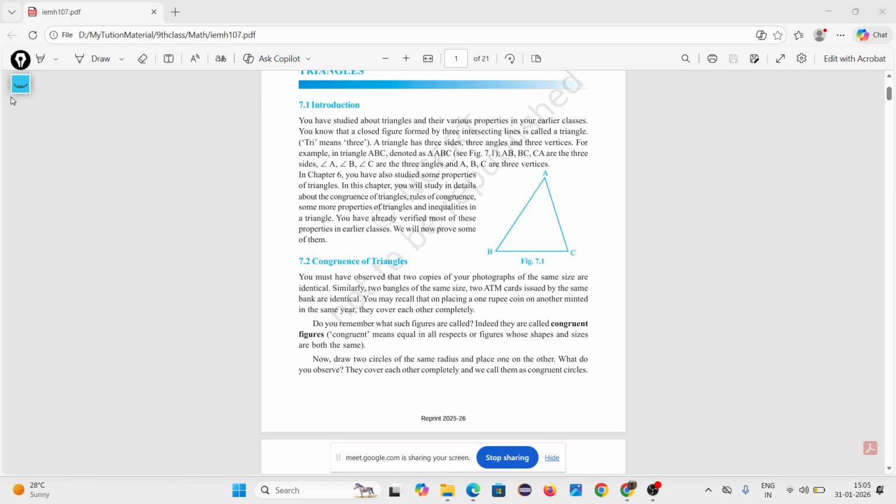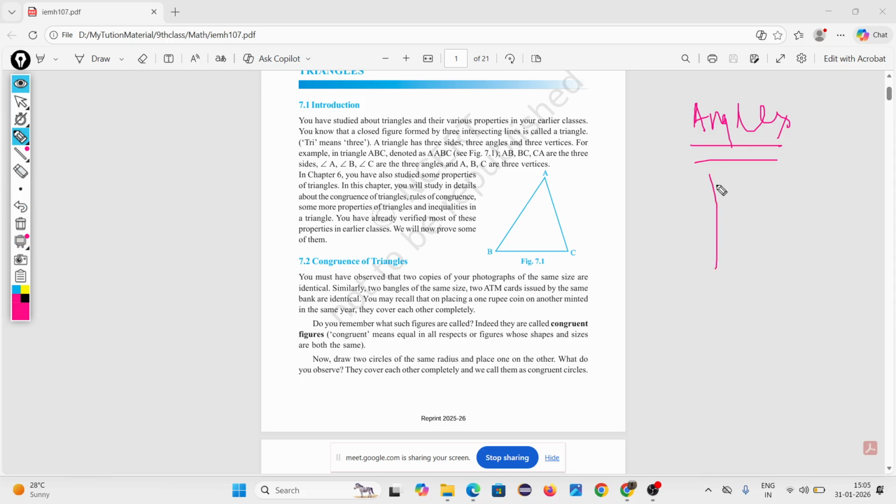On the basis of angles, we have three types of triangle. One is acute angle triangle, then right angle triangle, then obtuse angle triangle. Then what do you mean by acute angle triangle?